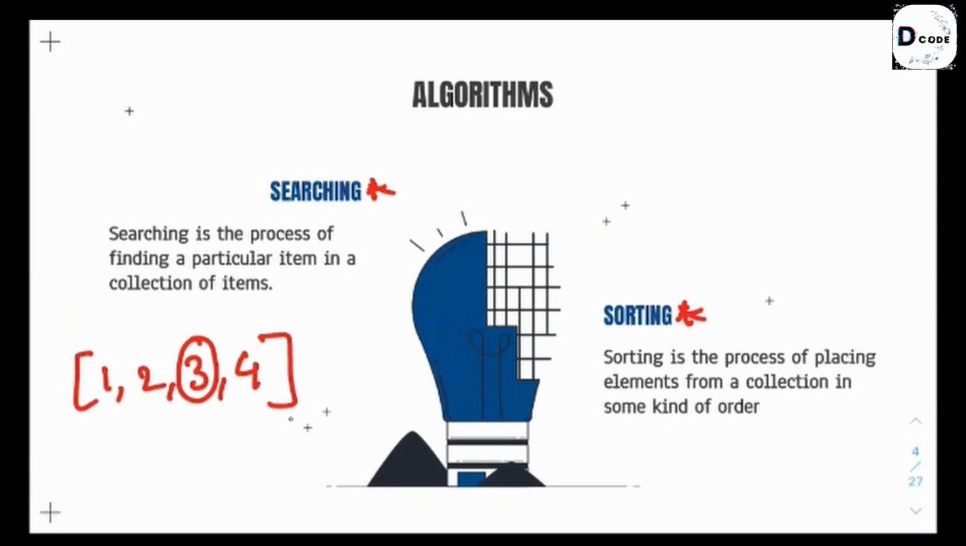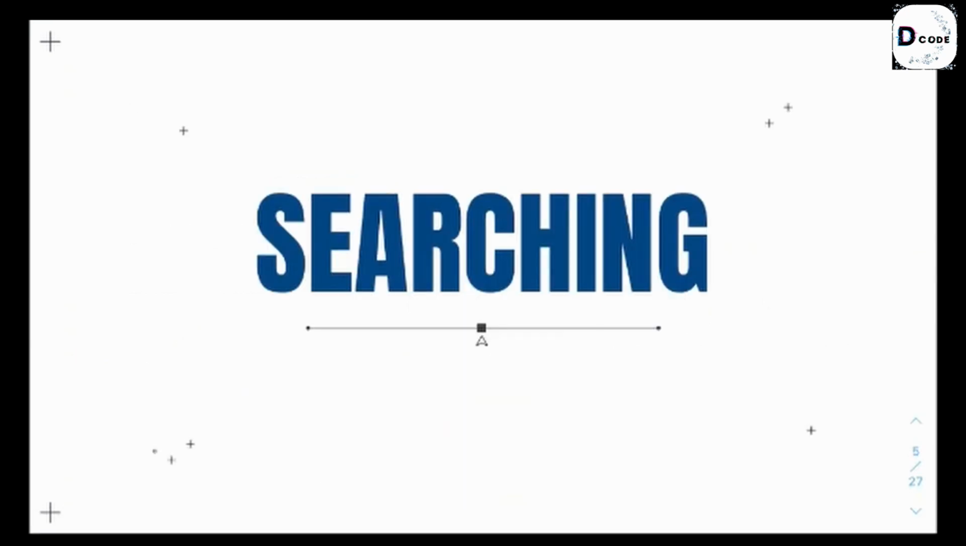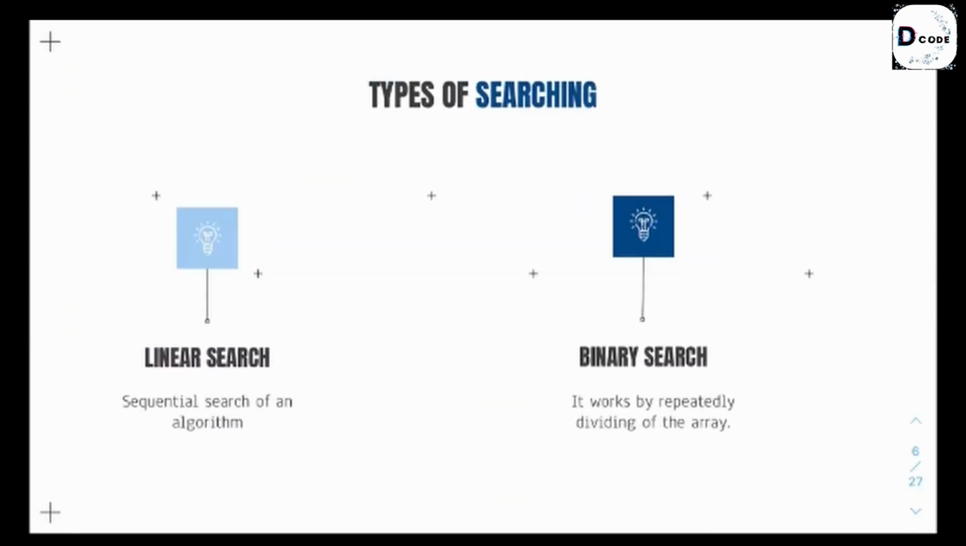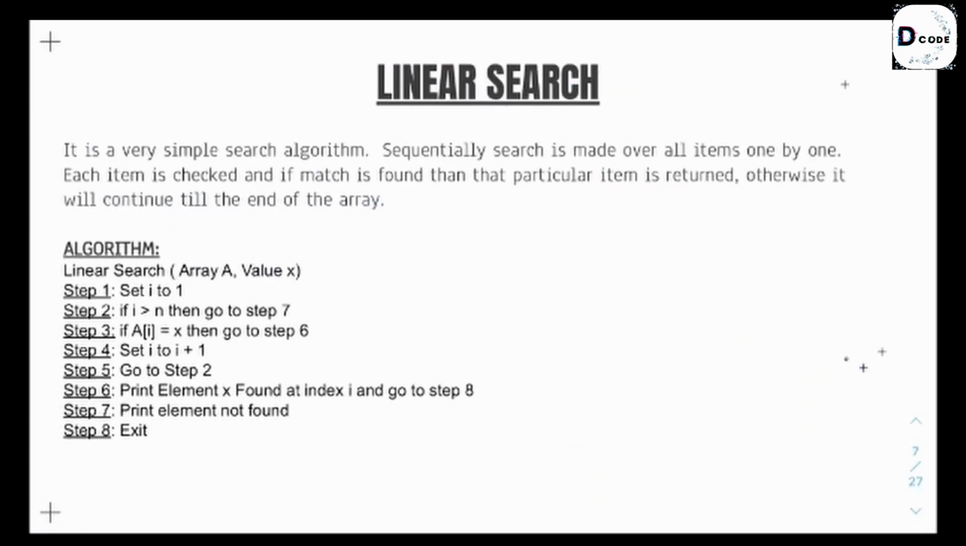Sorting is a process of placing elements from a collection in a particular order. So when you have a cluster of elements that are present in an array and you want to arrange them in an ascending order or descending order, then we use sorting techniques. Let's start with searching. Searching is mainly of two types. First is linear search, second is binary search. Linear is a sequential search algorithm. Binary works repetitively by dividing the array. I know this won't make any sense yet, so let's dive deeper into it.